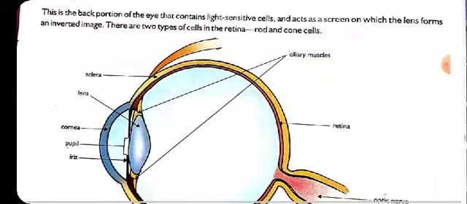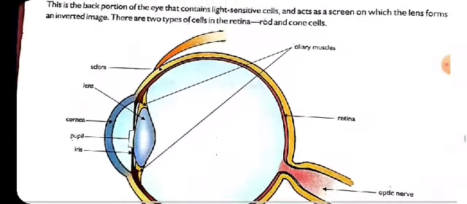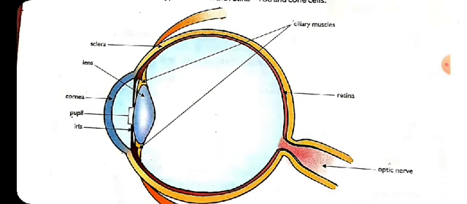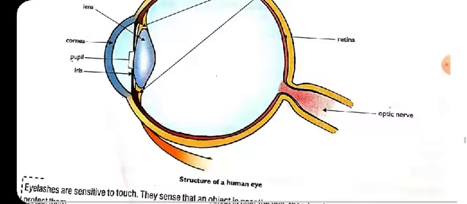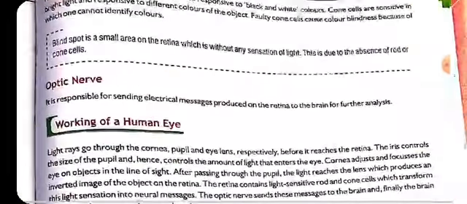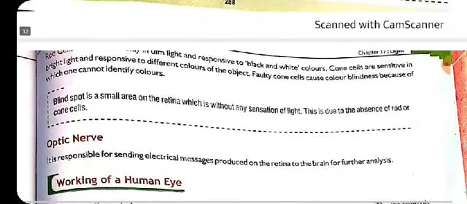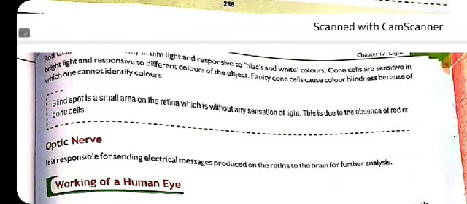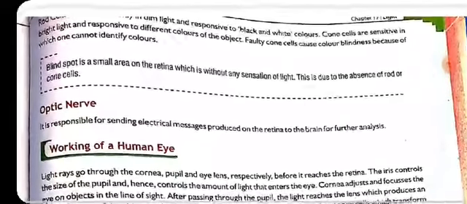Next is retina. It is the back portion of our eyes which acts as a screen on which image is formed, and this retina is composed of many types of cells like rod cells and cone cells. Rod cells are responsible for the black and white color, and the colorful things which we see, they are visible to us only because of the cone cells. Clear?